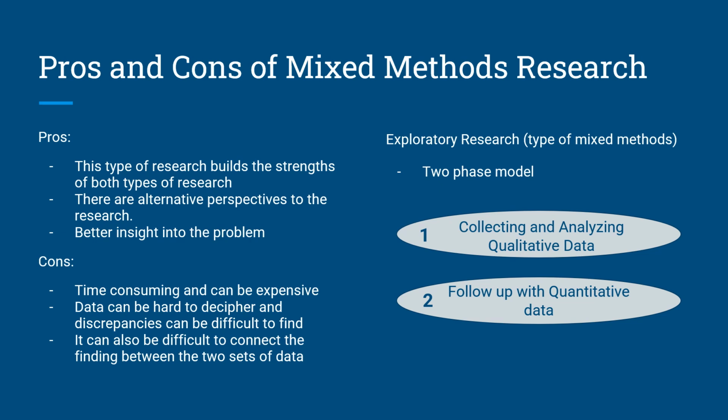One type of research within mixed methods is the exploratory research, and we'll look at that with my research today. This uses the two-phase model. The two-phase model is a way of collecting the data. So the way that exploratory research uses it is the first step is collecting and analyzing the qualitative data that is being used. This is to determine how you're going to use the quantitative data. In step 2, that's when you follow up with the quantitative data to balance each other out and get your results.